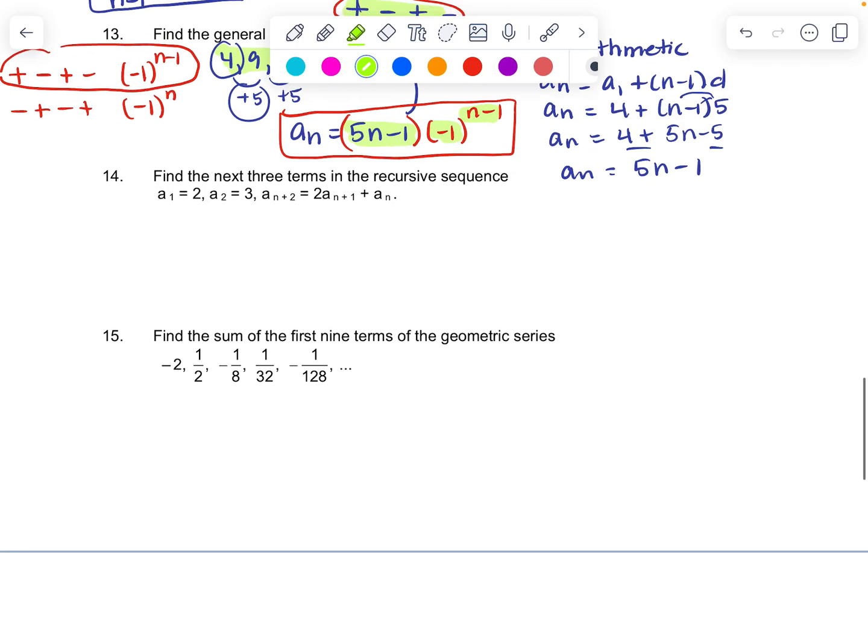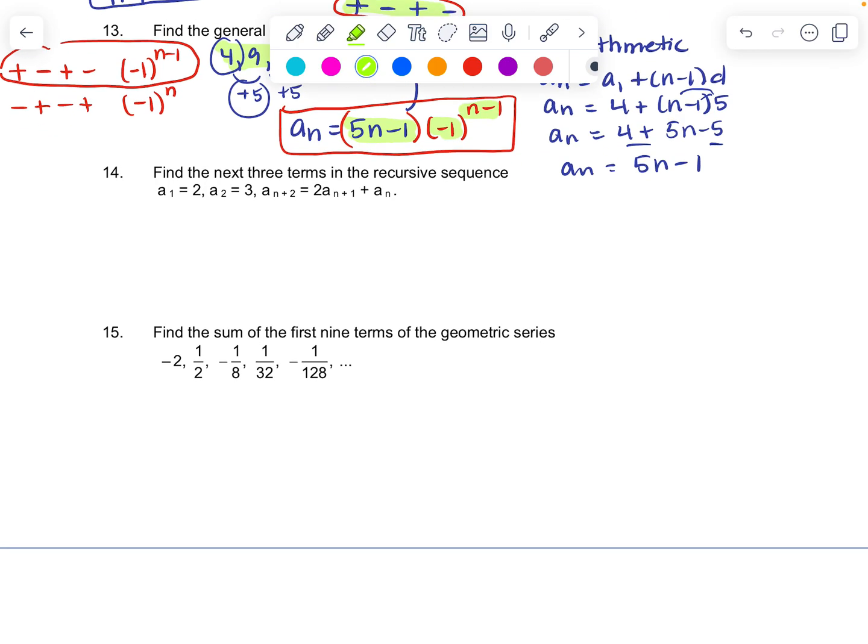Okay, find the next 3 terms in the recursive sequence. Okay, so this one, remember the main thing on here, remember how we were talking, let's say you have like a sub 1, a sub 2. These are just like the first term, second term, third term, etc. And then we get to some random term a sub n. Okay, remember the next term would be a sub n plus 1. The next term would be a sub n plus 2. And so on and so forth. So that's the important thing that we're learning here.